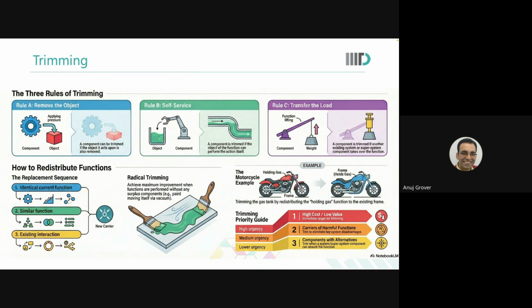Any questions about trimming? Then we will come to radical trimming. Any questions about trimming? See, one thing to realize is that while we are talking about these solutions from trimming, that is not the objective of trimming. The objective of trimming is to identify simpler, cheaper problems that you could now solve.